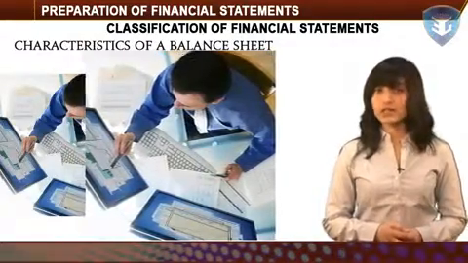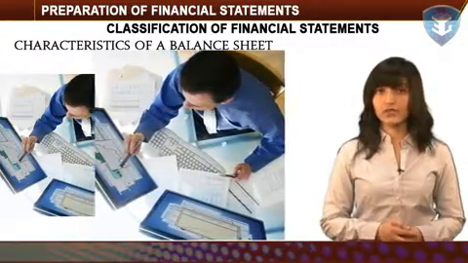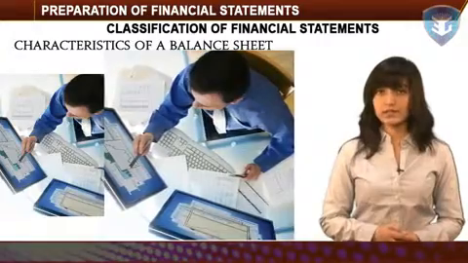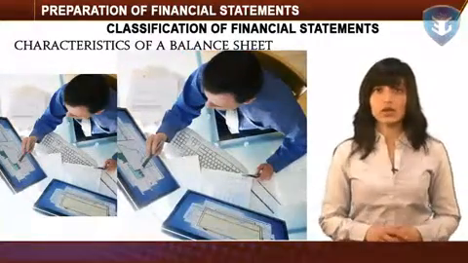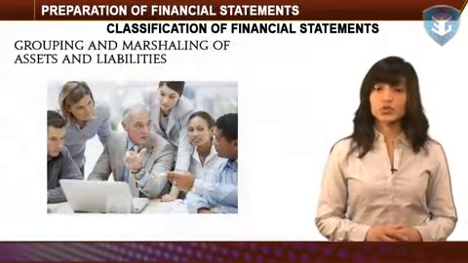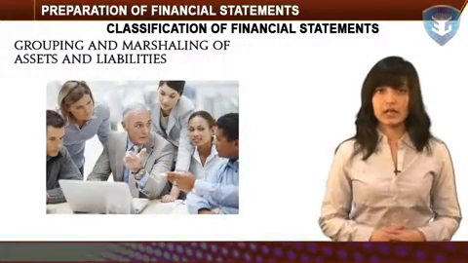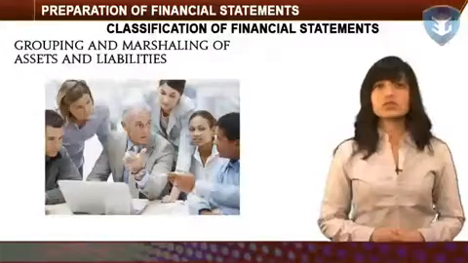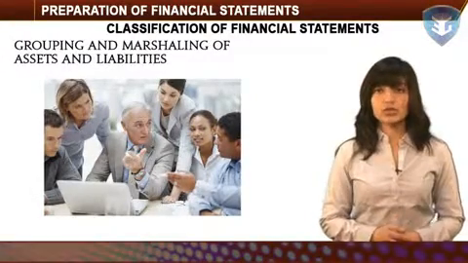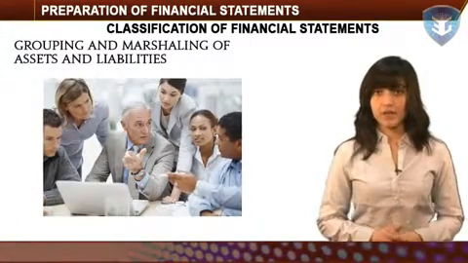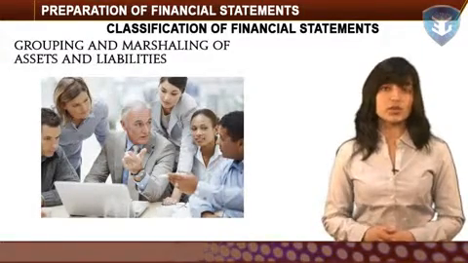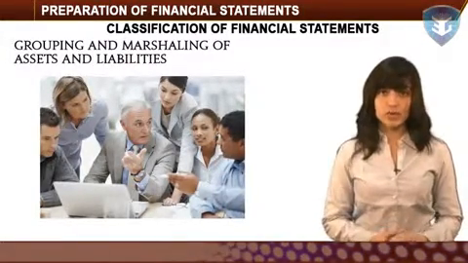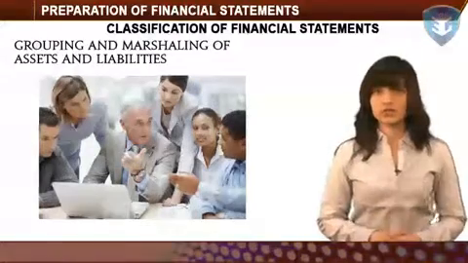Provides summarized information about the balances of various assets and liabilities along with their values and nature in a structured manner and on a particular date. Grouping and marshalling of assets and liabilities. According to the Institute of Chartered Accountants of India, ICAI, the arrangement of assets and liabilities in a particular order in the balance sheet is called grouping and marshalling of balance sheet.